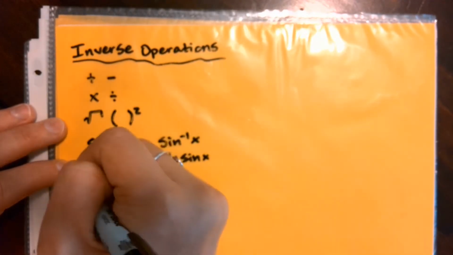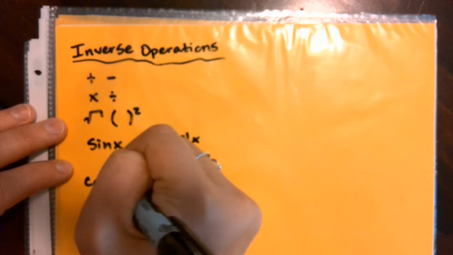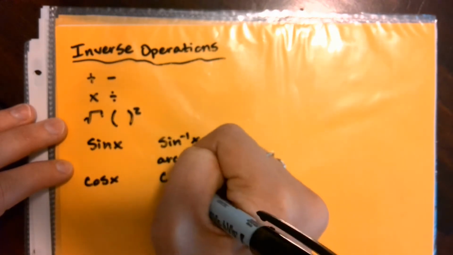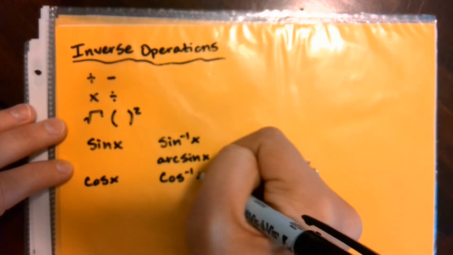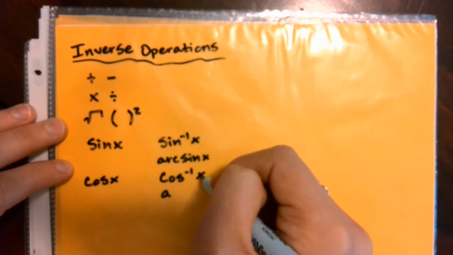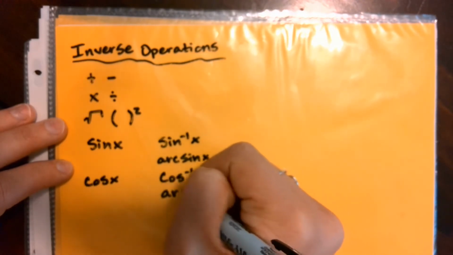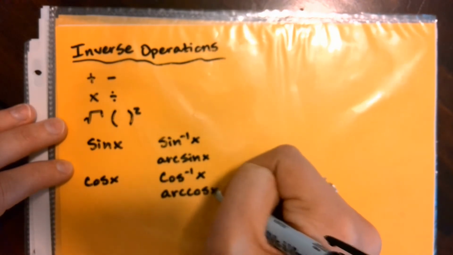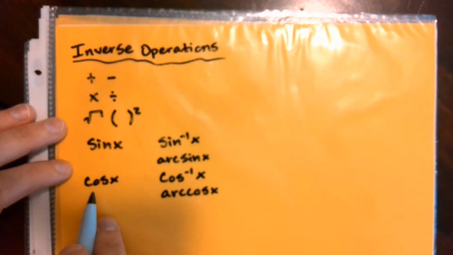We're going to focus on sine and cosine for these, but they are going to look the same notation-wise. They're treated a little bit differently. We can have the inverse cosine of x, or the arc cosine of x would be the inverse of cosine.